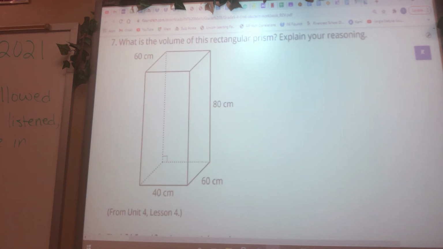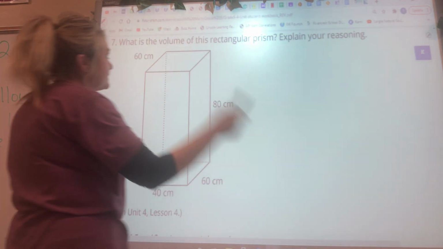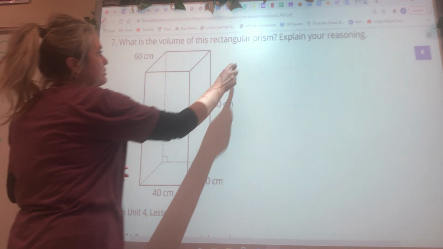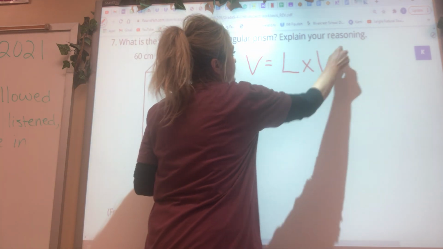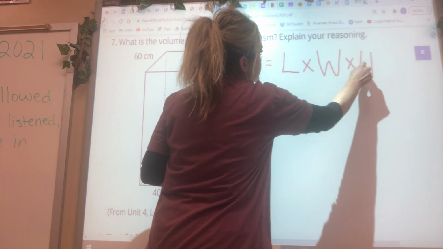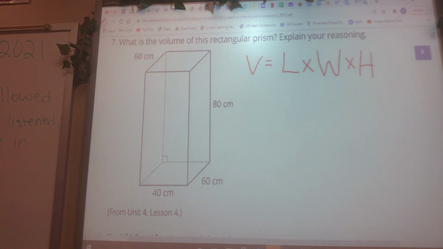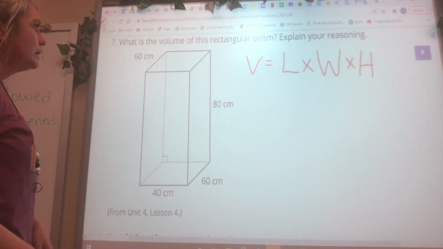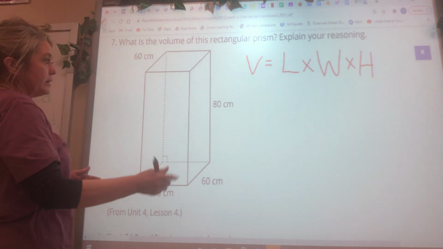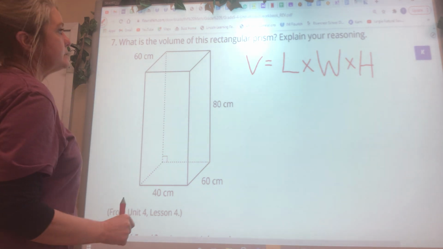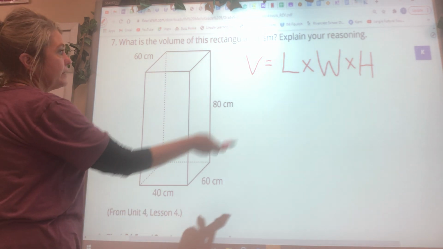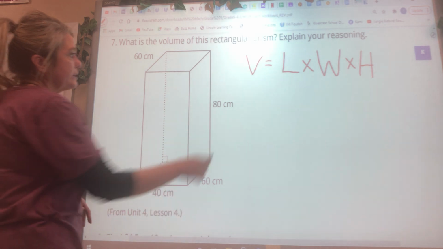What is the volume of this rectangular prism? Well, let's think back to previous units that we've done. We know that volume is equal to length times width times height. And when we're dealing with volume on a piece of paper, because it's not 3-dimensional, we look at length as going this way, width is how deep it goes into the page, like if we laid it down, and then our height obviously is up and down.